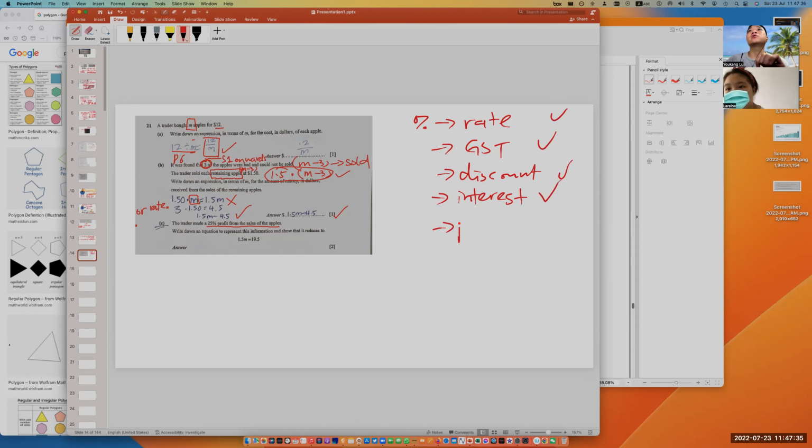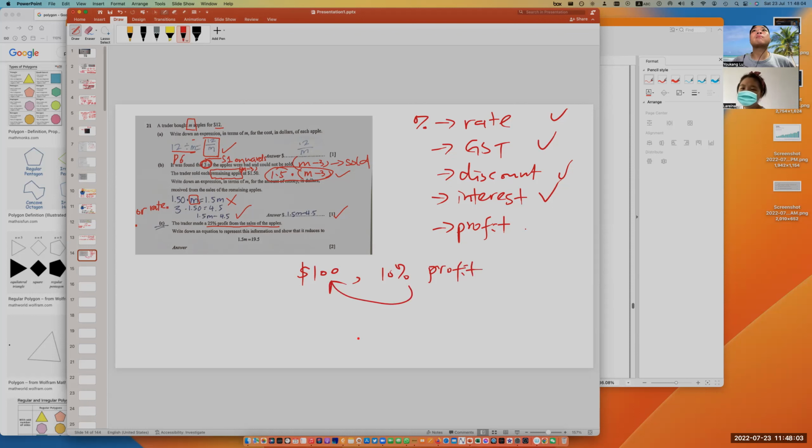So basically profit is also one of them. Okay, so never mind about it. If your school never covered it, I'm going to cover it today. So the trader makes a 25% profit from the sales of the apple. Let's not talk about this question first. Let's talk about if I have $100 and I make a 10% profit. So what does that mean?